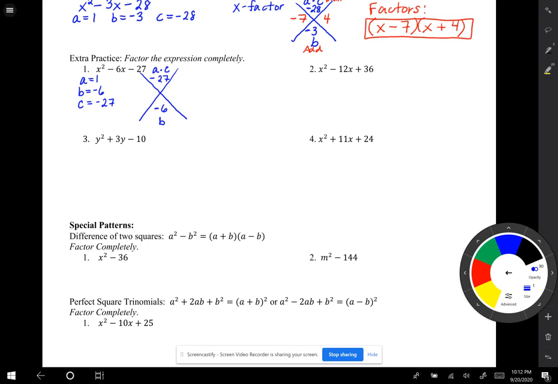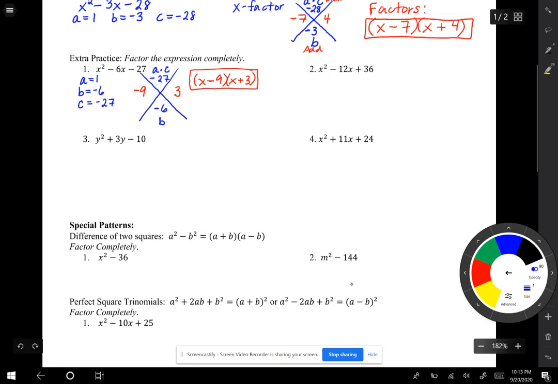So whenever I think of 27, I think of 9 and 3, 9 times 3. Well, if I just put 9 and 3 here, notice 9 times 3 is not negative 27, it's positive 27. So one of those numbers is going to have to be negative, and that is determined by the bottom number. The bottom number is negative 6. Therefore, this number has to be negative. And your answer is x minus 9 times x plus 3. Or you could put x plus 3 and x minus 9. Doesn't matter what order you put the numbers in, as long as you list the x first.